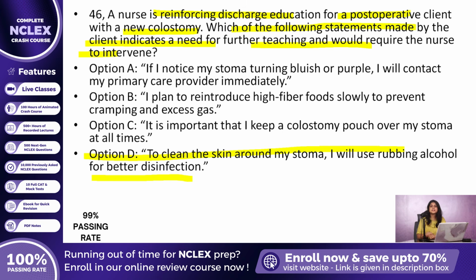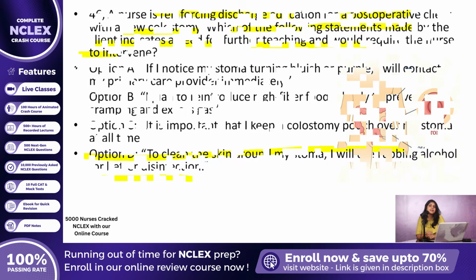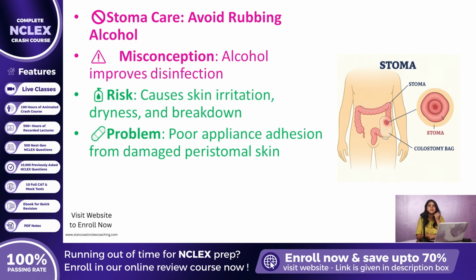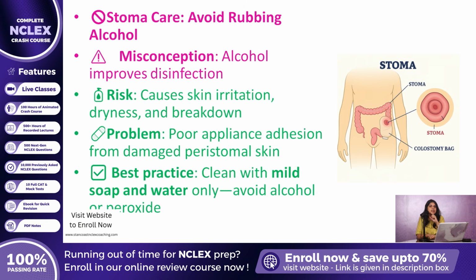Let us explain why this is concerning. Rubbing alcohol can irritate and dry out the delicate peristomal skin, increasing the risk for breakdown and poor adhesion of the colostomy appliance. Clients should use mild soap and water, avoiding harsh agents like alcohol or hydrogen peroxide.